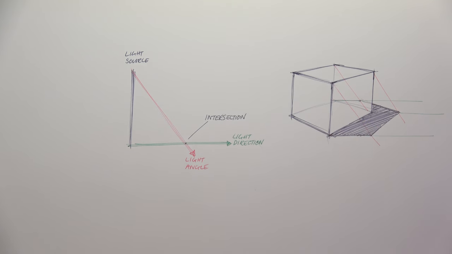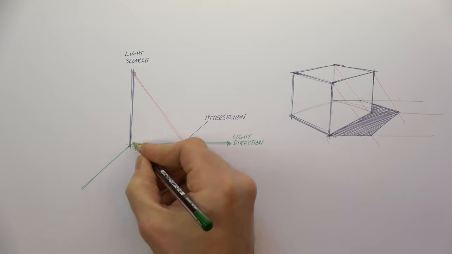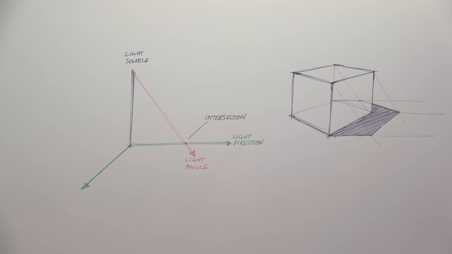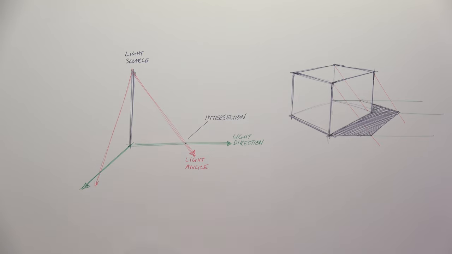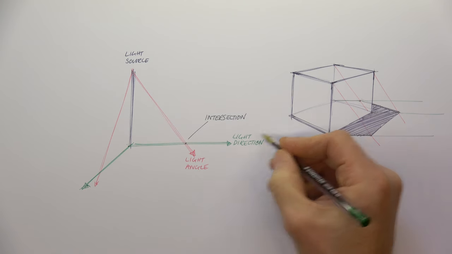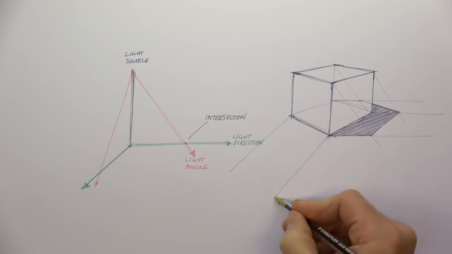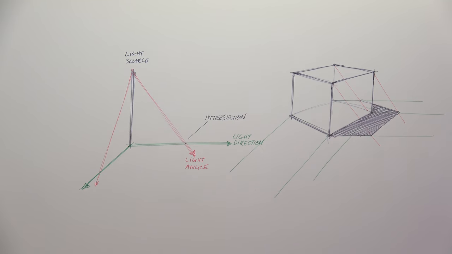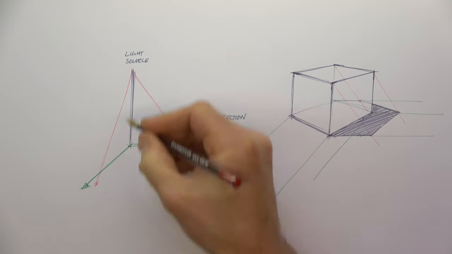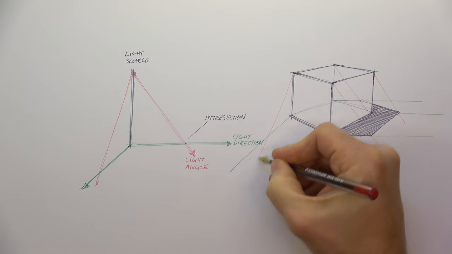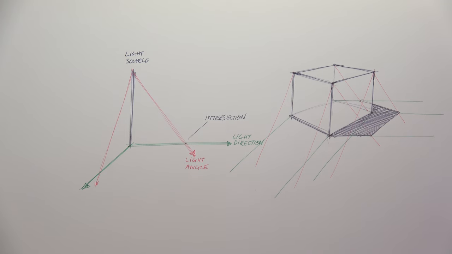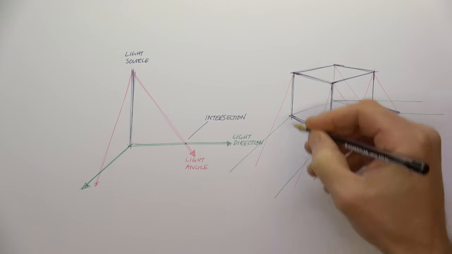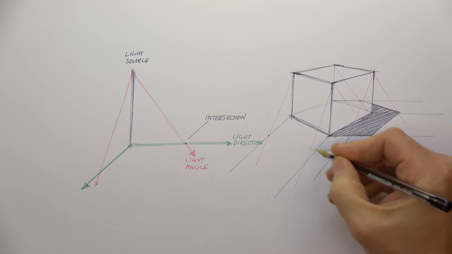It may be that I want my light source in a different position, so I can change my light direction and my light angle, and the same principles apply. My light direction lines are parallel and come from the bottom of the sides of the shape, and my light angle lines are parallel too and come from the top of the same sides. Again, the points at which they intersect form the edges of the shadow.